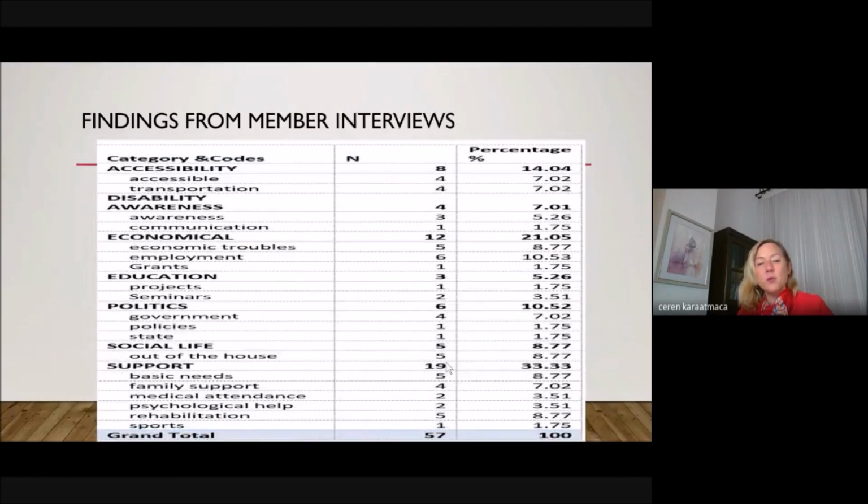And in the same way, when we checked the interviews of the members, we see almost the same codes, but the percentages differ. So we are looking in detail in this qualitative design research actually at the differences and the similarities between these two. We'll talk about that further.